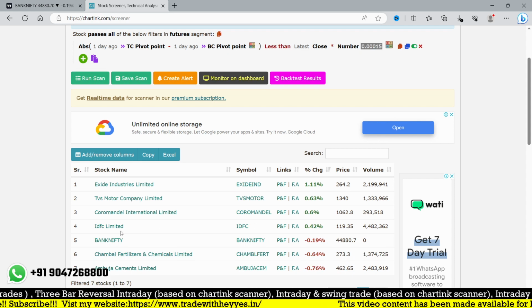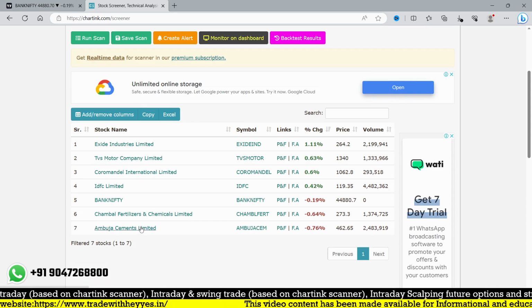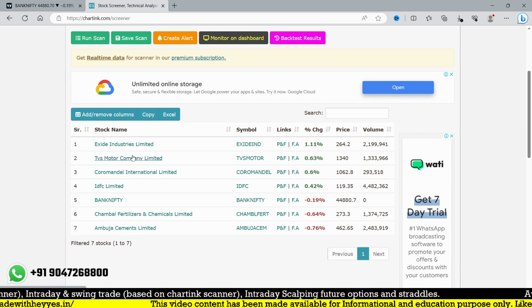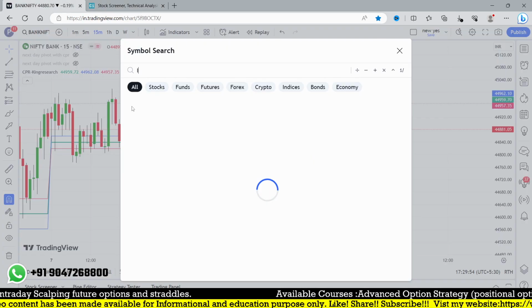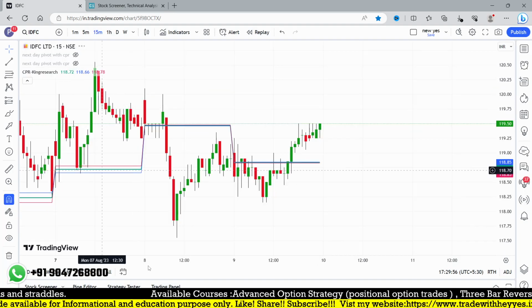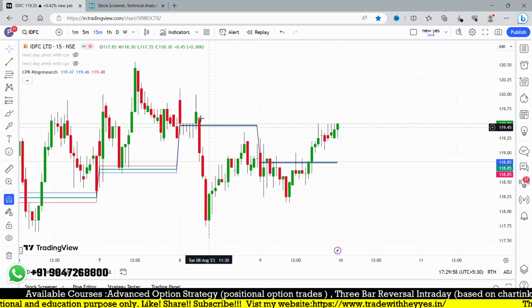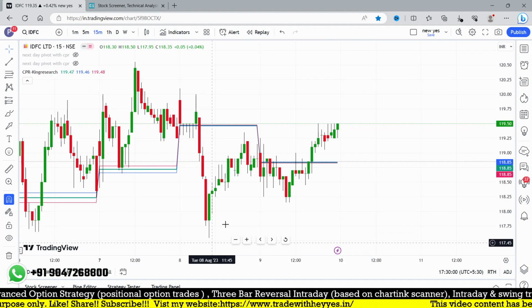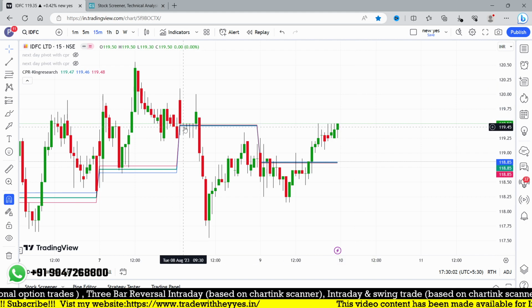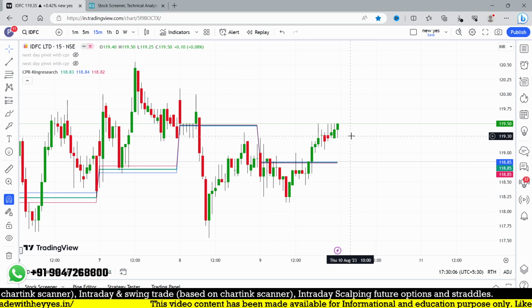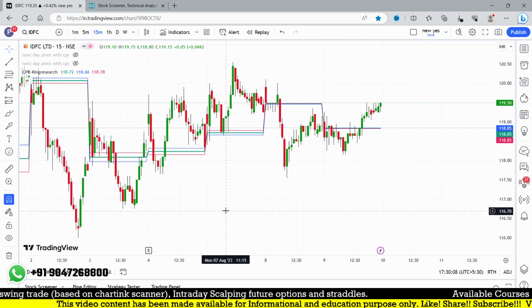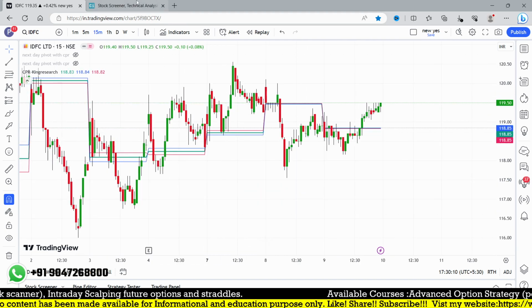So by using the scanner, only 7 stocks: Ambuja Cement. Okay. So Chambal Fertilizers, Bank Nifty, IDFC. IDFC we are looking at this week, and I think it is 119. Initially it went higher, then moved lower, and today it is back. Yesterday was also narrow, it started with a 5 minute low and moved down, and today it recovered back. So maybe a trending day which we can find out.